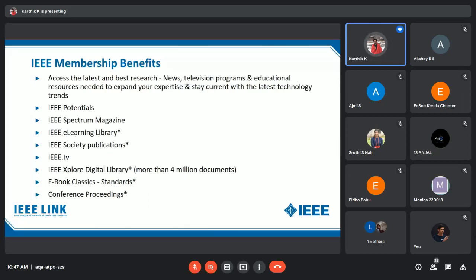Or like, you can try that because it's a really good magazine. IEEE Potentials magazine is there, then e-learning libraries are there, society publications are there, IEEE TV is there, IEEE Xplore digital library. That thing you will only see at the time of your seminar presentation or a project presentation, because till then no one will be bothered about IEEE Xplore in KTU or in Kerala.